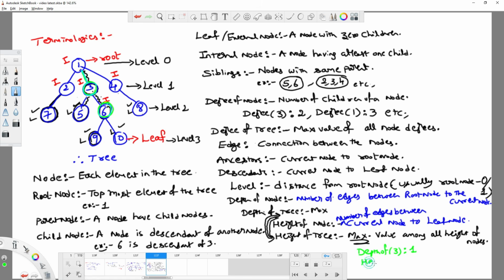What about the height of 3? The height of 3 is 2. How are we getting 2? You have to find the path from 3 to a leaf node. If you take 3, 6, 9, you will get 2. If you take 3, 6, 10, you will get 2. You have to take the maximum one again. So this is the meaning of height. Try to find the depth of the tree or the height of the tree, and both will give the same value. These are some of the terms that you have to know. Just think once, and if you have any doubt, let me know.